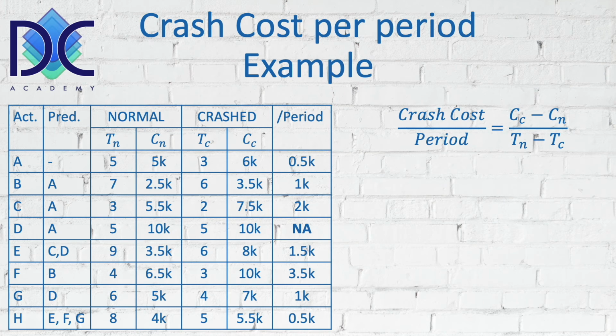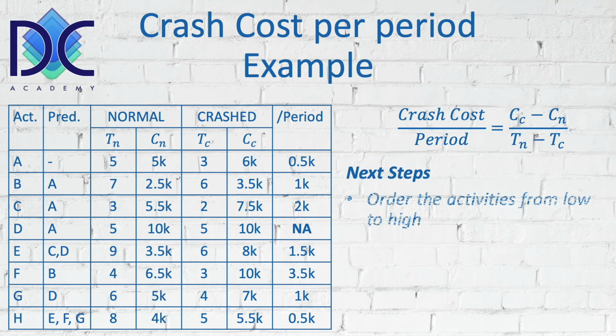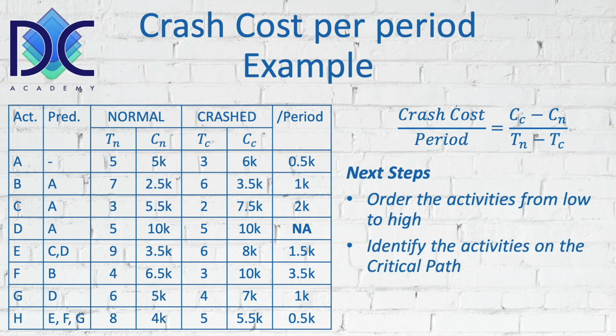Now, what are the next things we have to do? The next step is to draw the precedence diagram, and of course we have to order the activities from low to high. We want to have the lowest cost possible, so whatever we do, we always start from the lowest crash cost per period. Now we have to identify the activities on the critical path, because activities that are not on the critical path, when we crash them, will not lead to a reduction in duration of the project. And that's not what we want.